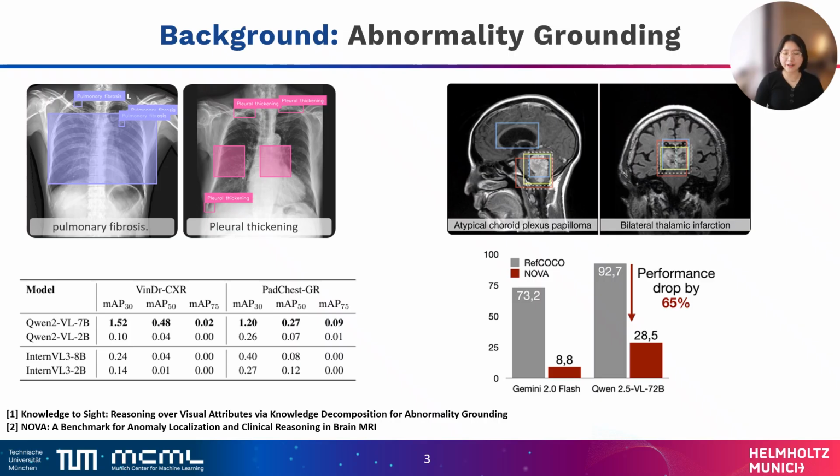Medical abnormality grounding is fundamentally different. Here, the model must localize subtle pathologic findings. These abnormalities often show more subtle change than simple visual recognition tasks. As shown in our experiments, performance drops dramatically when general models are evaluated on medical images. This is also demonstrated in other papers with brain MRI, which highlight the large perception gap between general domain grounding and clinical grounding.